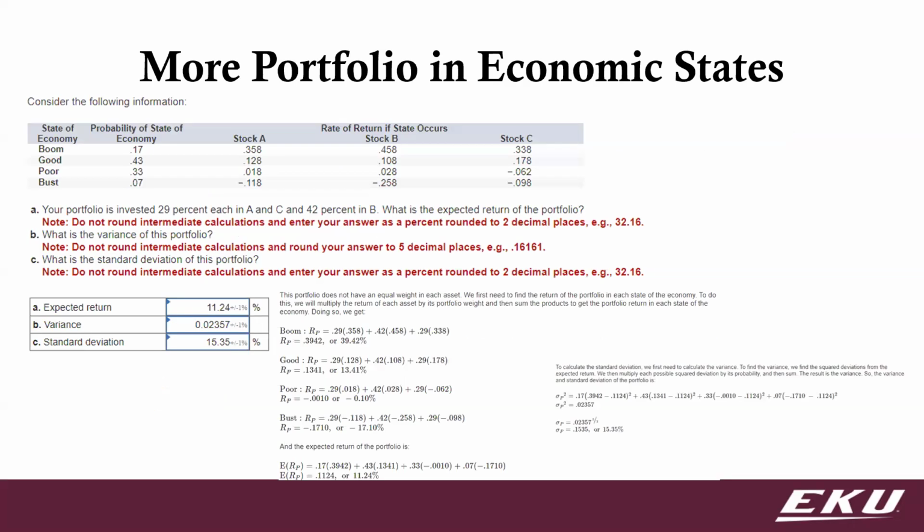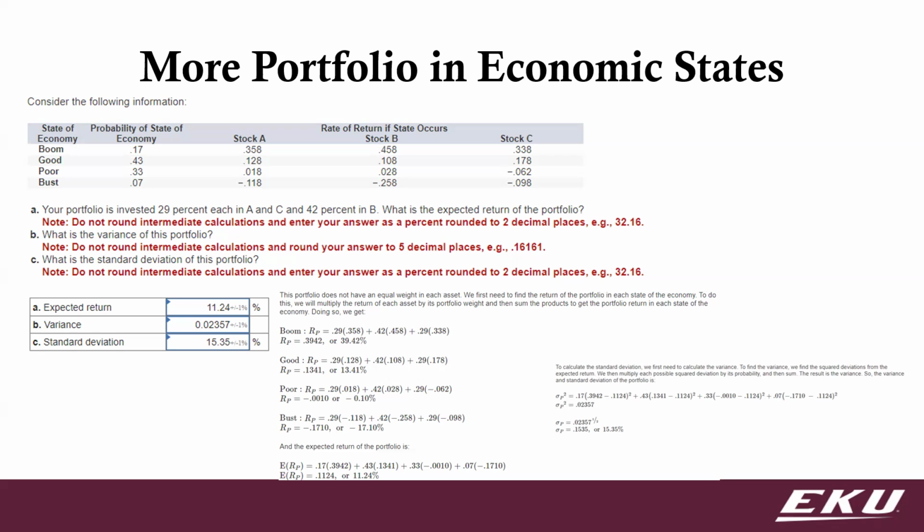And I know you're saying, hey, can I do some more of these? But don't worry, we do have one more, right? Here's one with 4 different economic states. And if you notice, those probabilities are different for each of them, right? And we're looking at 3 different stocks, and they all have their own returns in each of those states. Then they tell us that we're going to have a portfolio that's 29% in A and C, and then 42% in B. And then they want us to calculate the expected return, the variance, and then standard deviation.